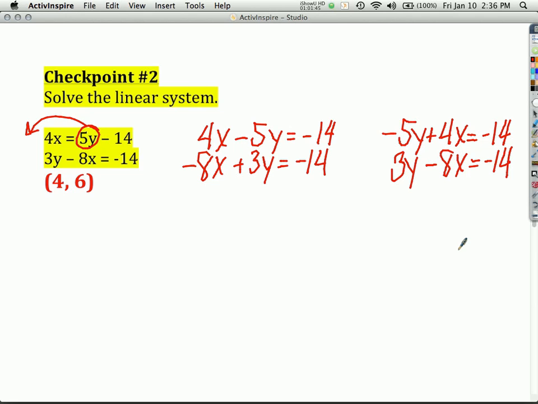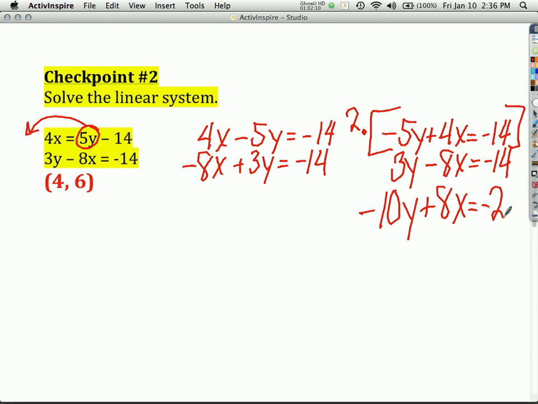Okay, well, so you did this right here. So what did you do to get opposites? I multiplied the second half of the first equation by 2. So you multiplied this one by 2. Good. So you multiply this times 2. And so you end up with negative 10y plus 8x equals negative 28. And then you add down. You get negative 7y equals negative 42.